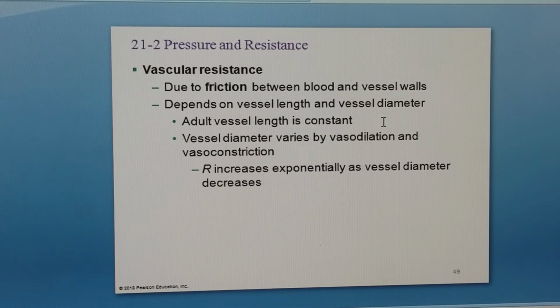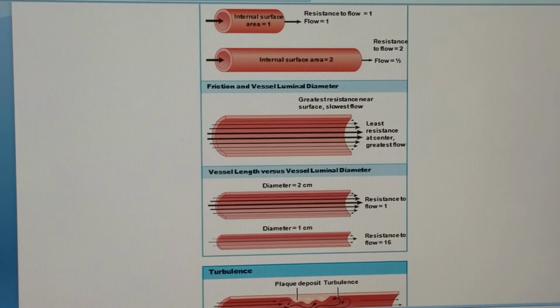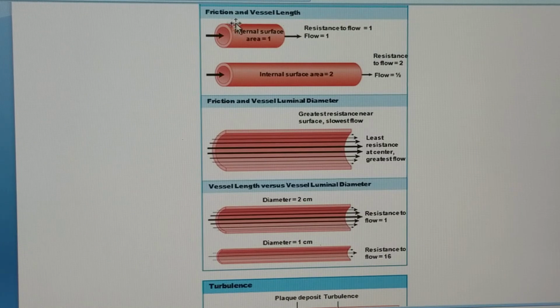Vessel diameter varies by vasodilation and vasoconstriction. Resistance increases exponentially as the vessel diameter decreases. All right, so what this is saying here, if I can increase the size of that for you, is that we have a vessel that is this length versus a vessel that is twice that length.